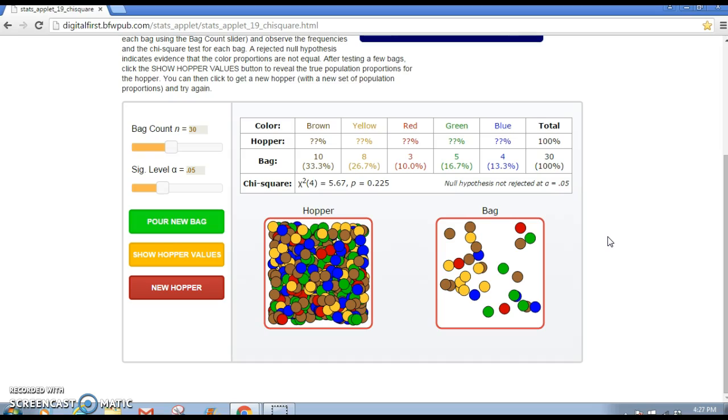Then you can actually show the hopper values by clicking this yellow button here. If you look, what's in the hopper is now up here: 22%, 22%, 22, 24, and then this 8%. So you can see that they're not represented equally in this case. Okay, the red is too low. All right, you can have your students play around with this. Make sure you also talk about the conditions, and I hope you enjoy using this app.